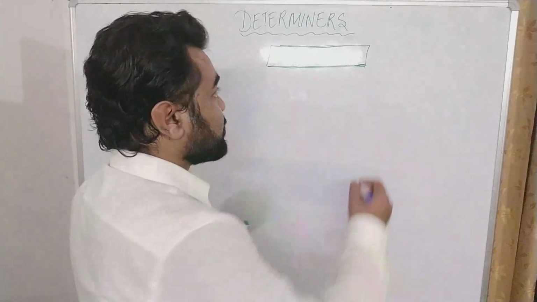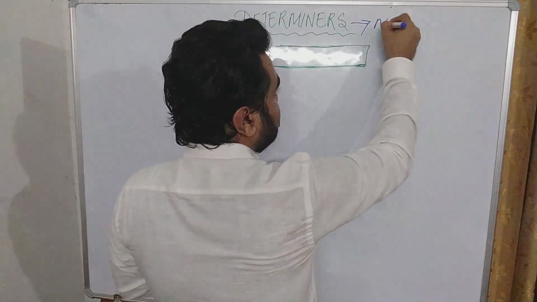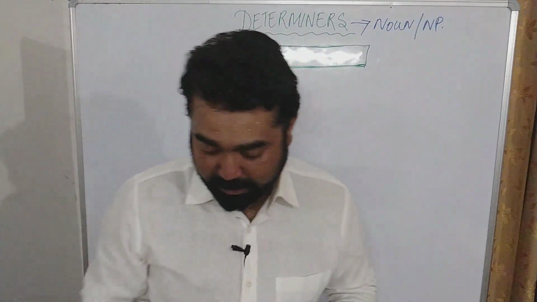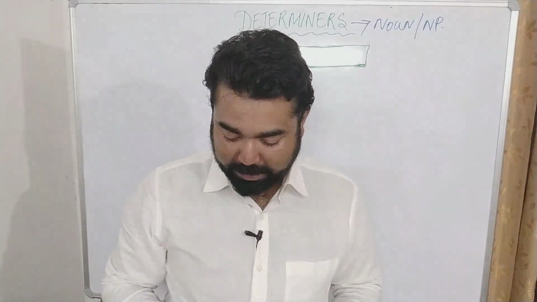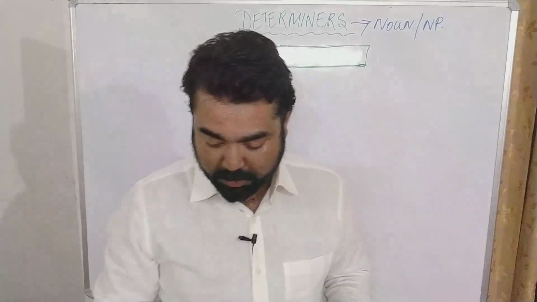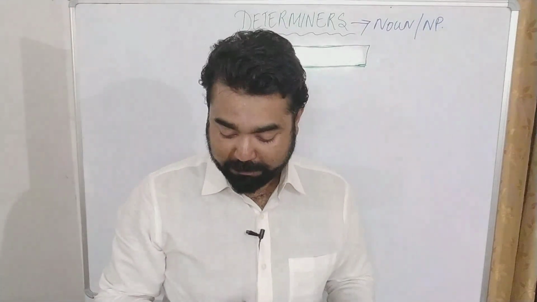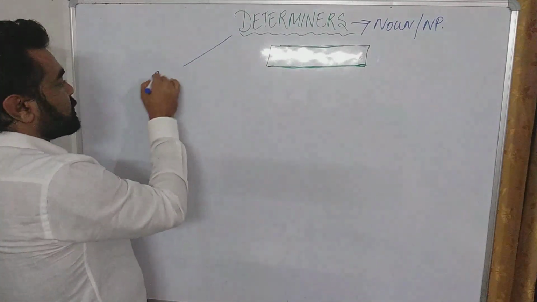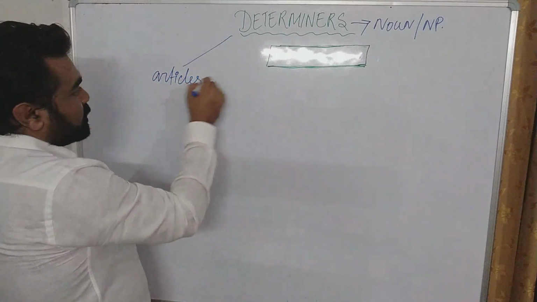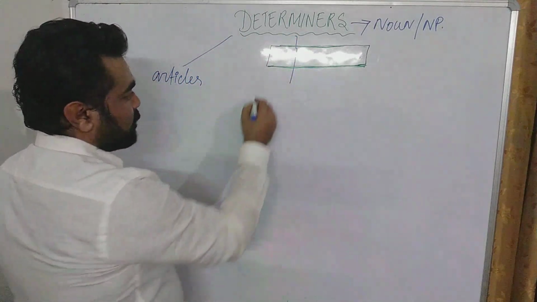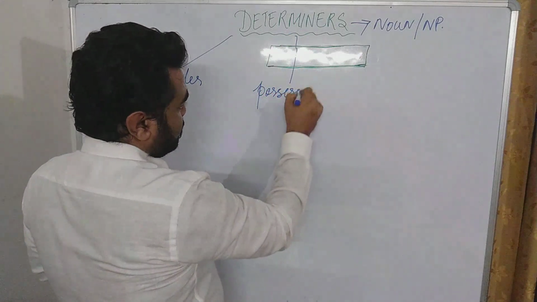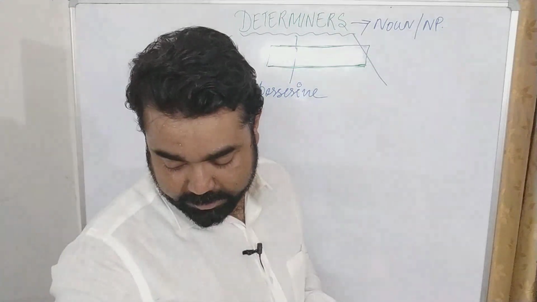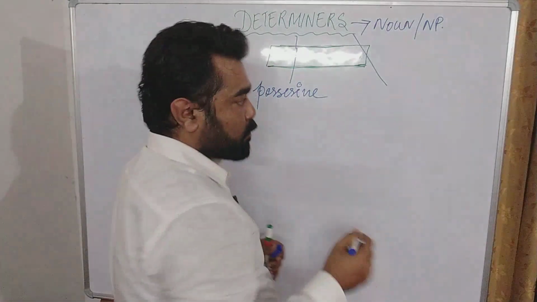So determiners deal with nouns and noun phrases, right? And what do they tell us? They tell us the reference or items used, meaning how the determiner is used. The reference is divided into three parts. First is articles, then the second part will be possessives, and the third part, as given in the book, is demonstratives.